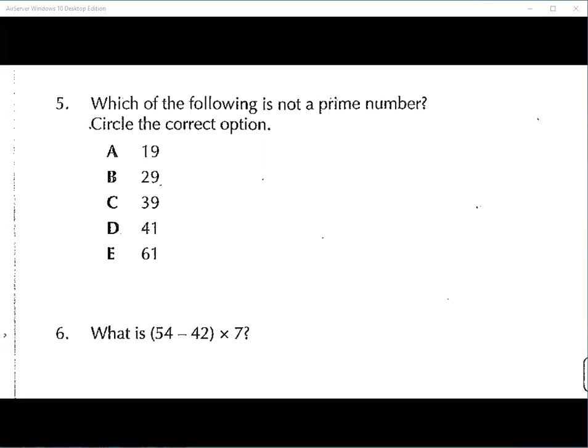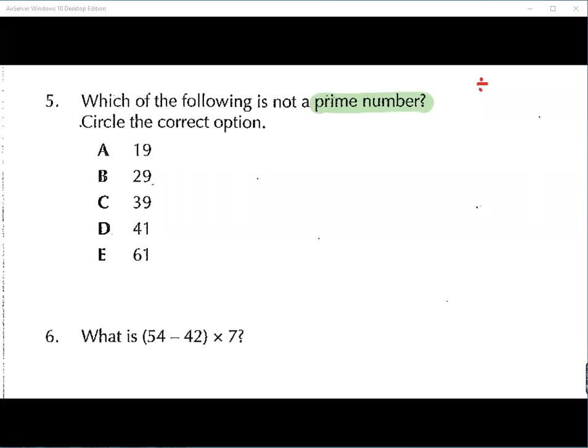Number 5, Asha. Which of the following is not a prime number? Circle the correct number. So the key word here is prime number. What's a prime number? A number that doesn't have anything but 1 that divides into it.